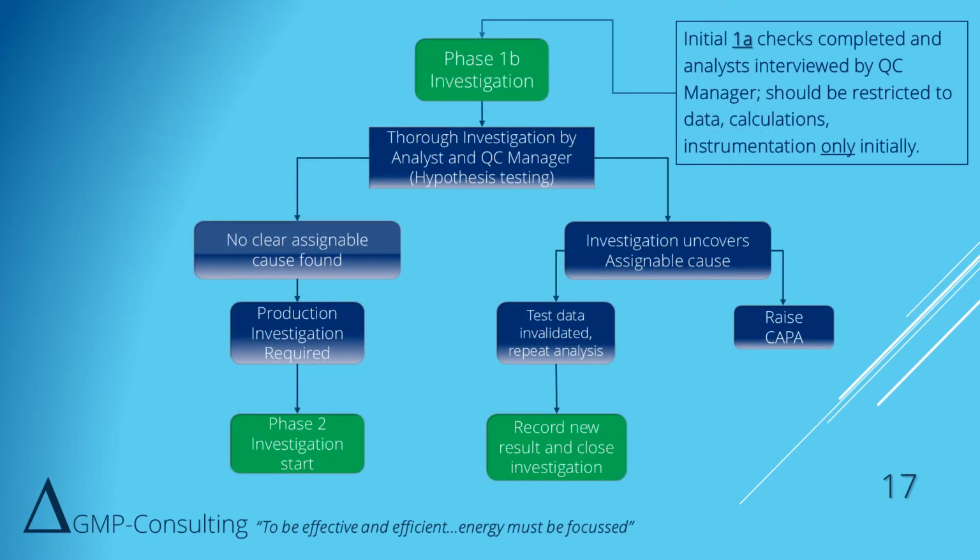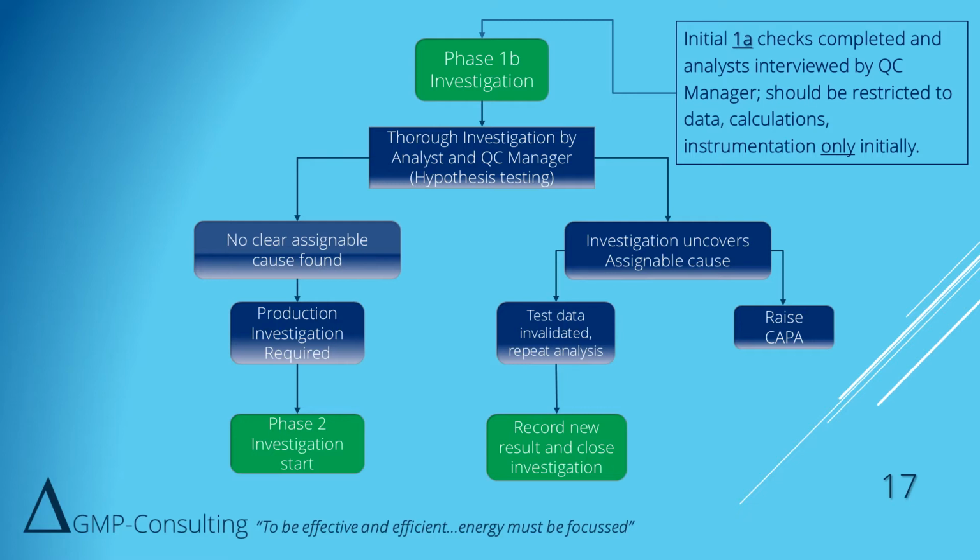So this flowchart briefly explains what happens when you get to phase B. The QC manager would have to come up with a hypothesis as to what they think's going on with the results, and on the left hand side, if the QC has done all its checks, it checks all its records and everything checks out fine, there's clearly no assignable cause found. The only answer therefore, I guess, is the product. So production investigation is required and phase 2 starts.